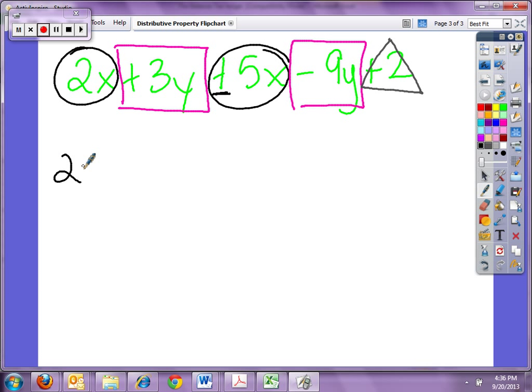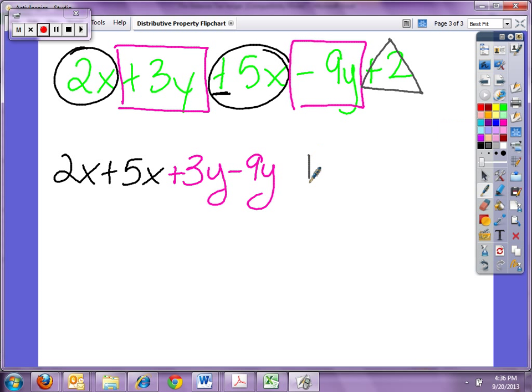Okay? So I'm going to put all my black circles together. So I have 2x plus 5x. I have 3y, positive 3y, minus 9y. And then I've got my plus 2 by itself. So there is nothing else that I'm going to combine that plus 2 with. So I just put plus 2. I know that comes straight down. There's nothing to combine it with.